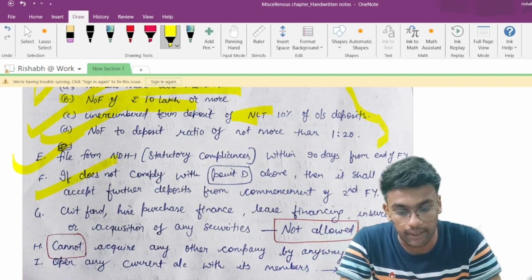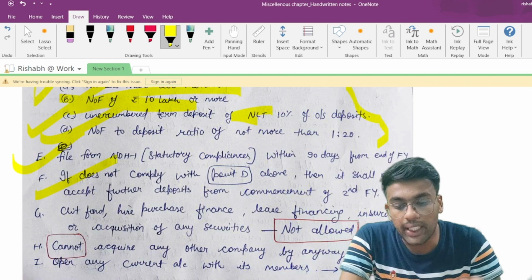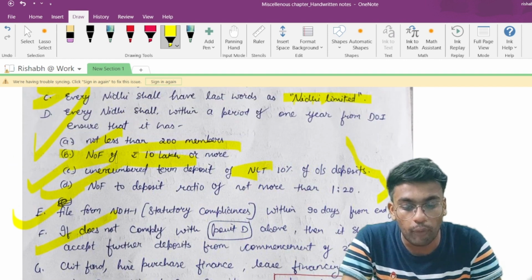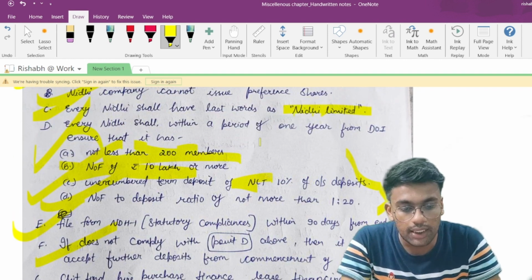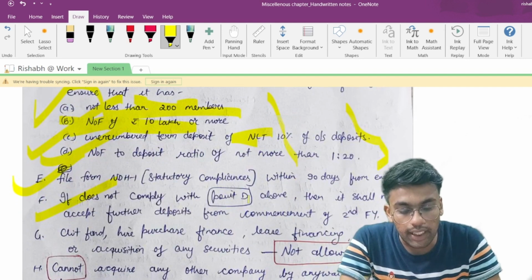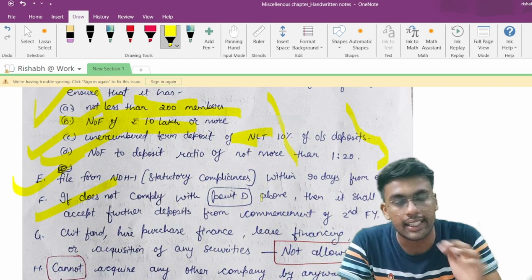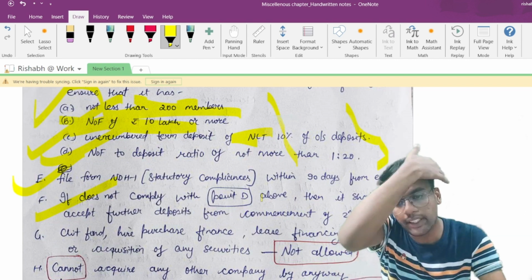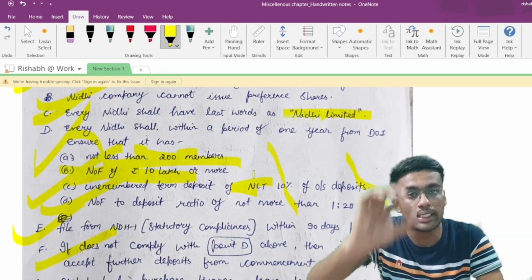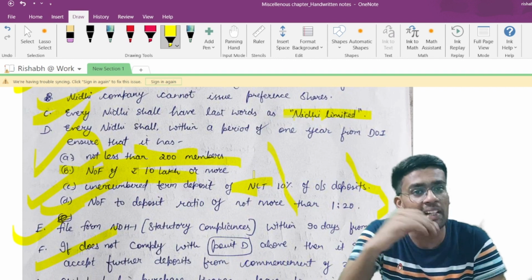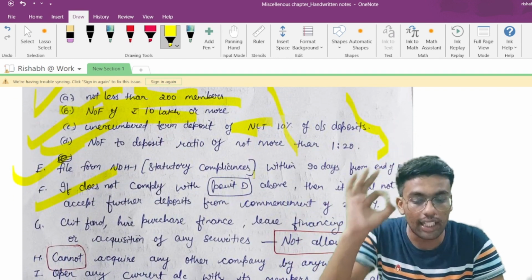If a Nidhi company does not comply with the point D, as you can see here, point number D, then it shall not accept further deposit from the commencement of second financial year. मतलब first financial year के अंदर company did not comply with all these provisions. That means in the second financial year, a Nidhi company cannot accept further deposits.